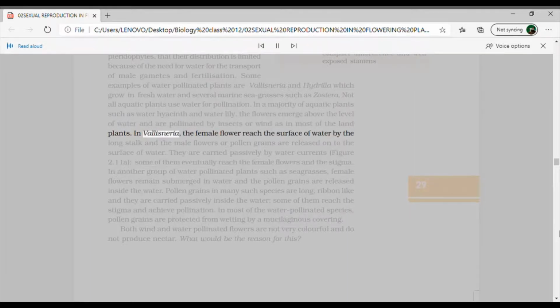In Vallisneria, the female flower reaches the surface of water by the long stalk, and the male flowers or pollen grains are released onto the surface of water. They are carried passively by water currents, figure 2.11a. Some of them eventually reach the female flowers and the stigma.